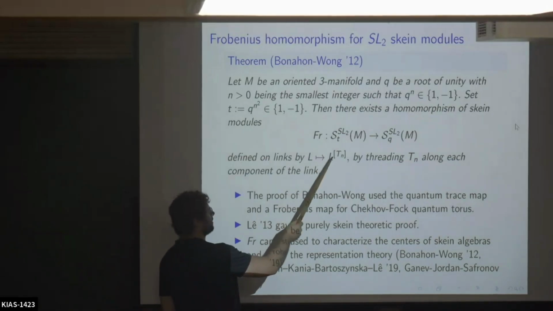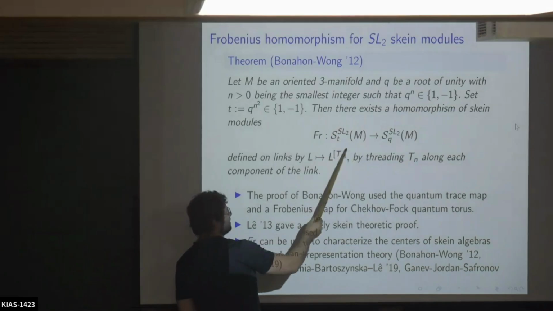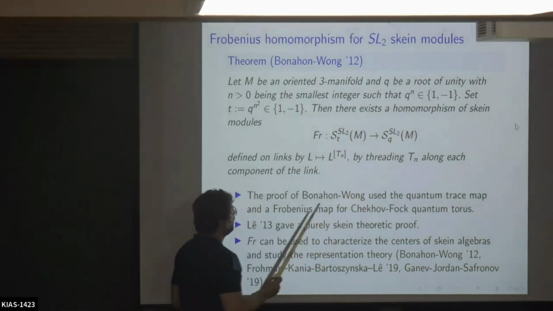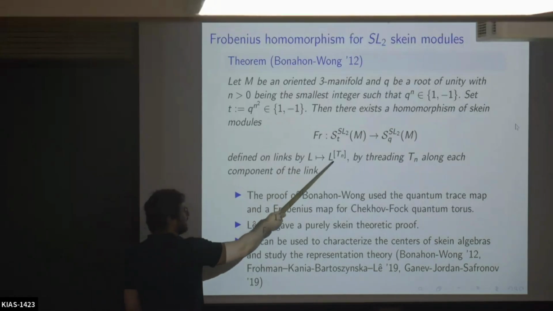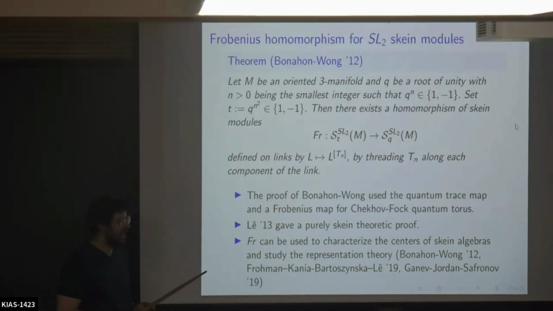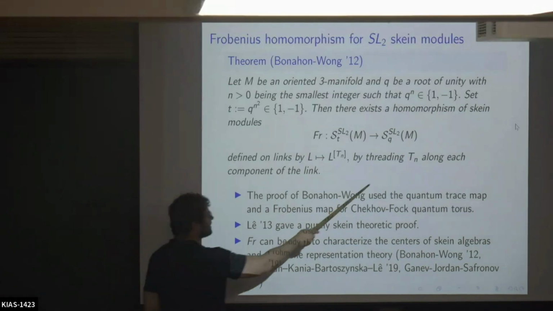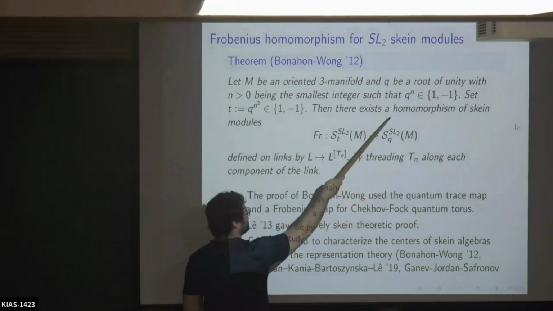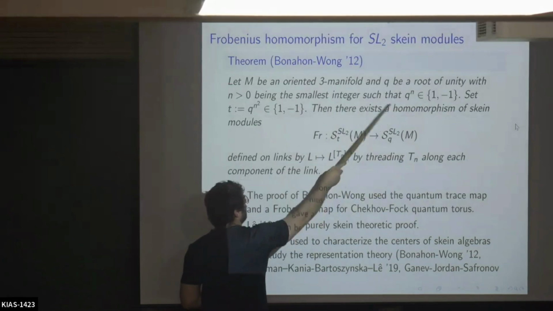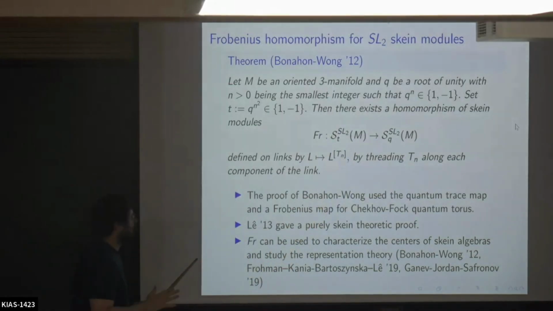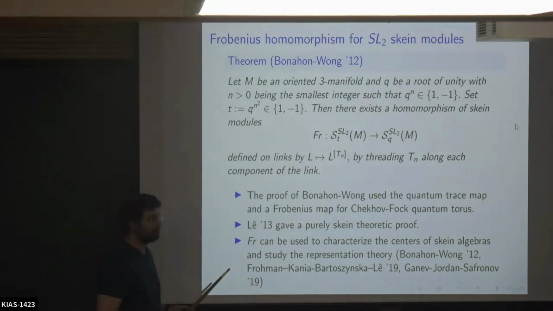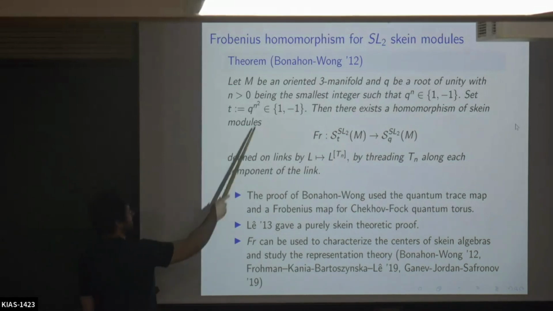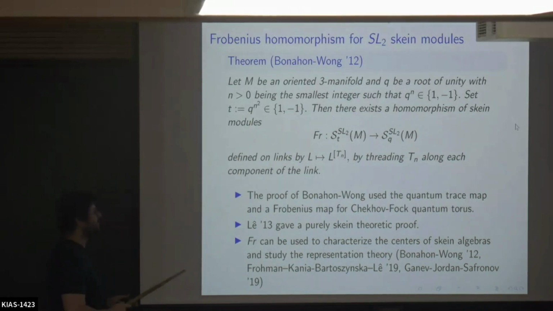And so the Frobenius homomorphism goes from this classical Skein module to the root of unity Skein module. And what it does is, on a link, it threads each link component by the Chebyshev polynomial Tn. And here, this n for Tn needs to match the n up here. And so it doesn't hurt to think of n as just the order of Q as a root of unity, and it doesn't hurt to think of T as 1, but these are the technical conditions to make the theorem true in all cases.